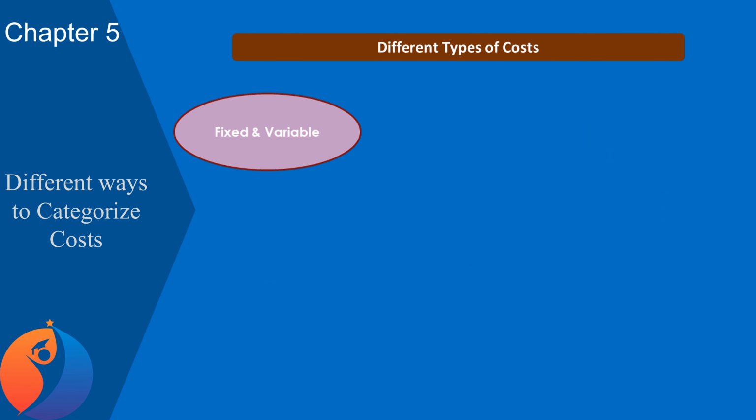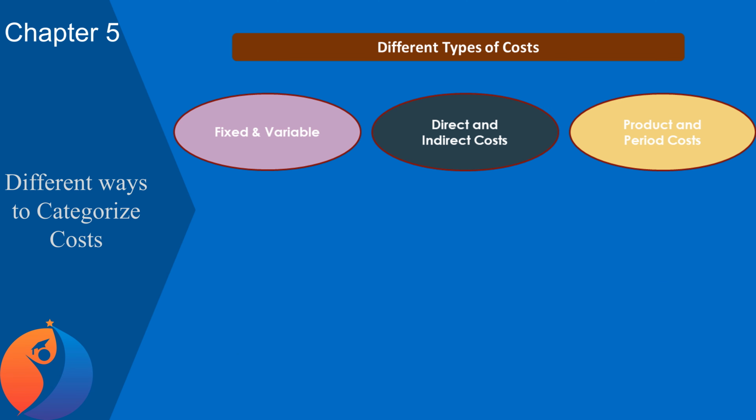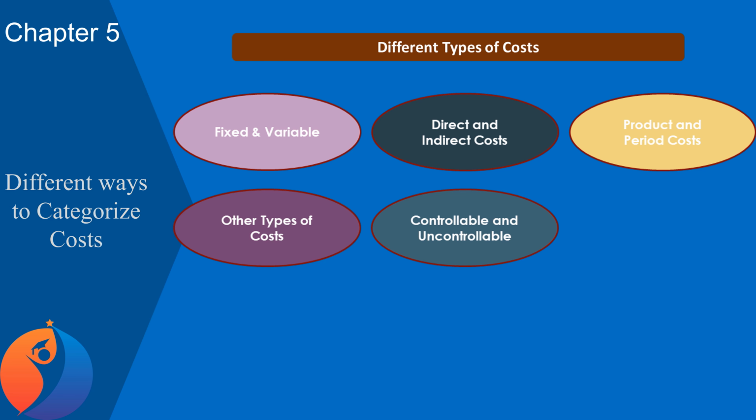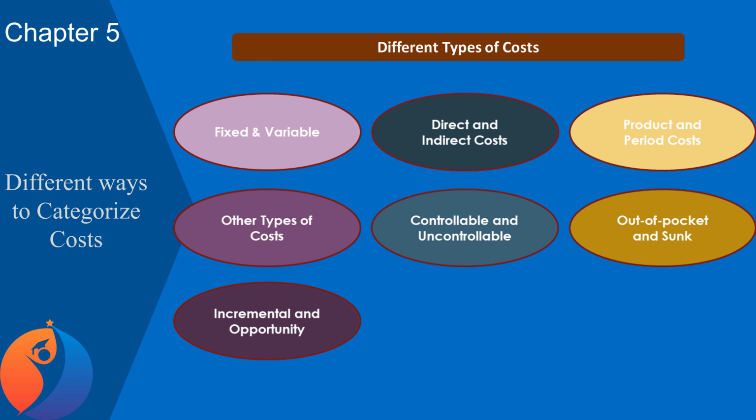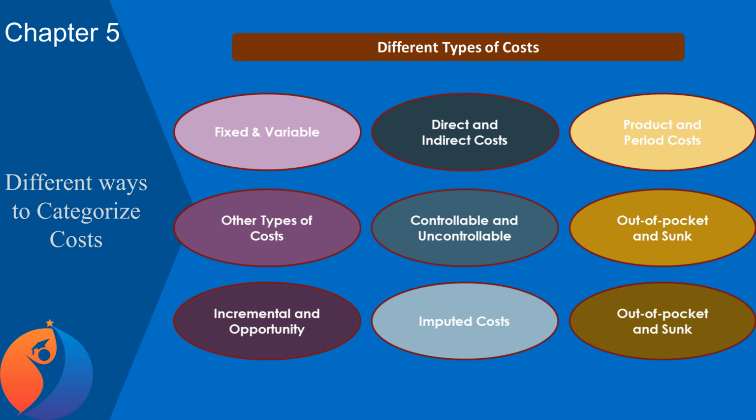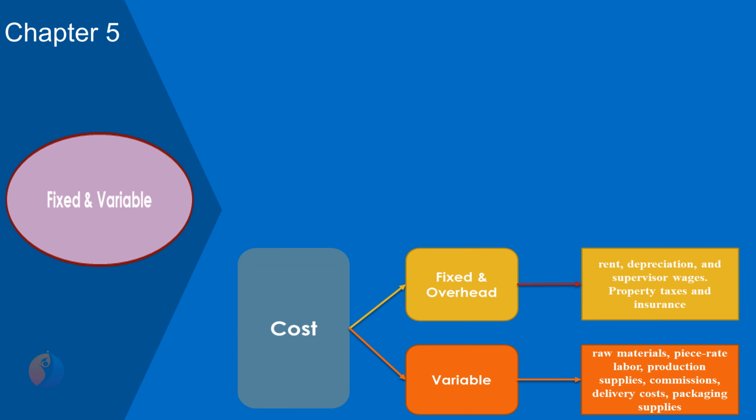Different ways to categorize costs. Fixed and variable. Direct and indirect costs. Product and period costs. Other types of costs: controllable and uncontrollable, out-of-pocket and sunk, incremental and opportunity, imputed costs.